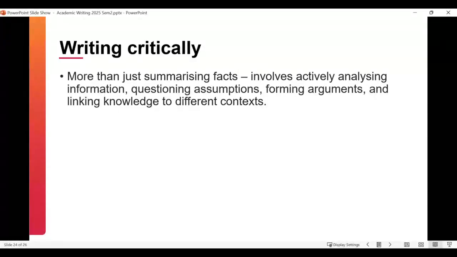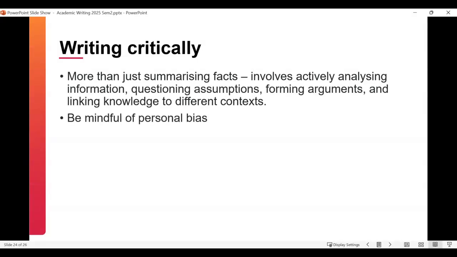So if you do all your paraphrasing, synthesizing, summarizing, occasionally you have direct quotes, you also then need to be critical about all of that. So you need to analyze information, you need to question it, you need to have actual arguments and link knowledge to different contexts. So what might work in one context is maybe not going to work in a different context. You need to question that.